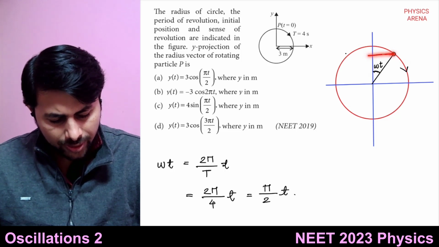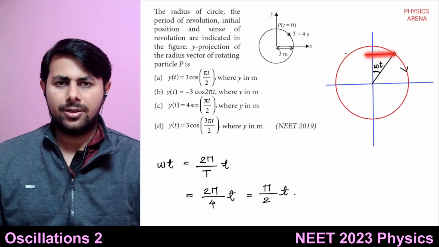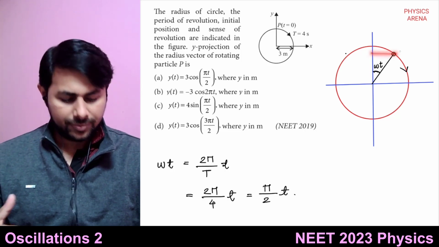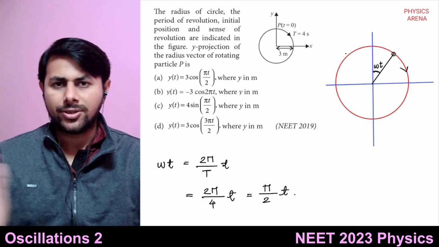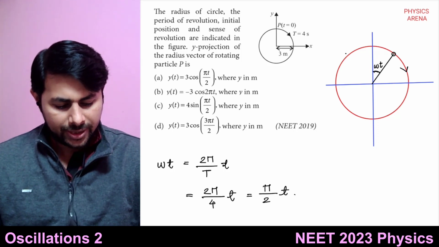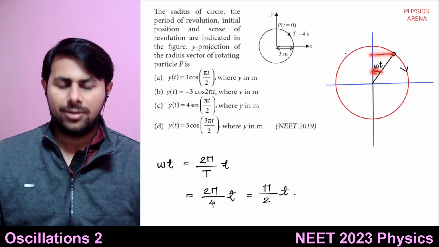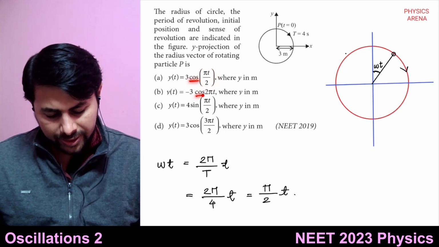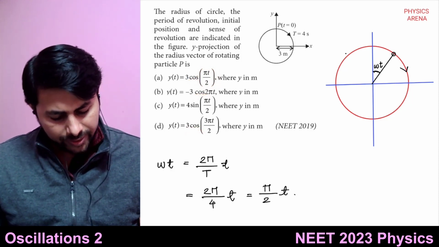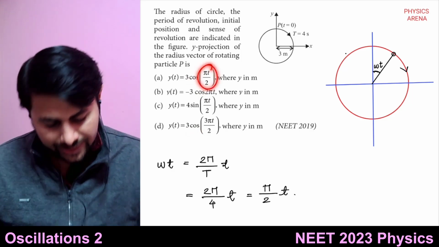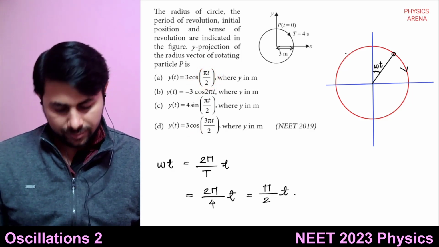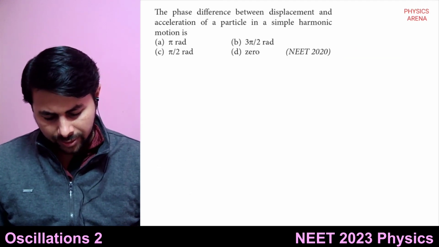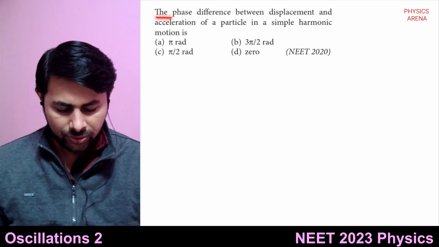So if you draw a perpendicular from here, you get the y projection. So that will be r multiplied by cos of omega t, right? Because it is through this angle, cos of omega t. So cos is there in this one, this one, this one, but the phase is right in this one only. And that's why it's option A. Let's see the next question. This you have to tell me.